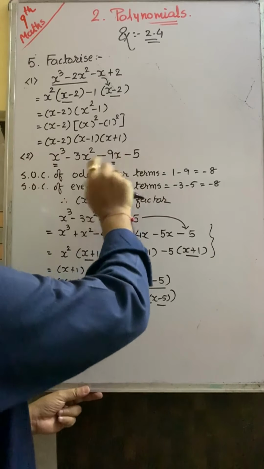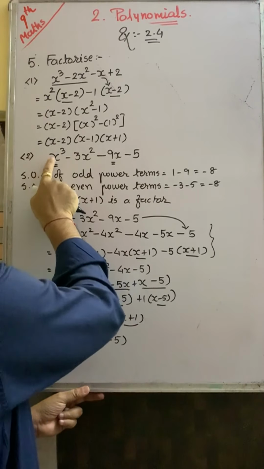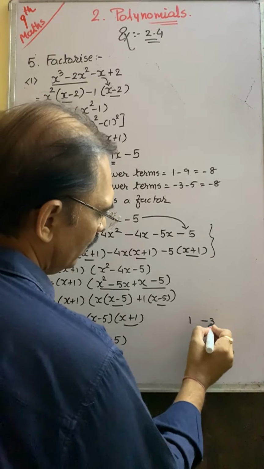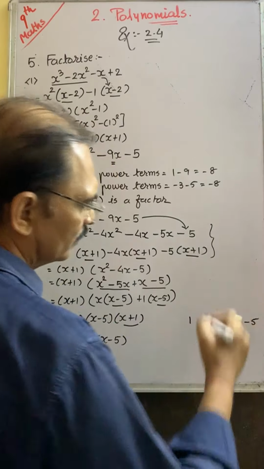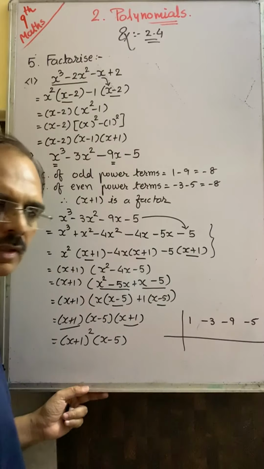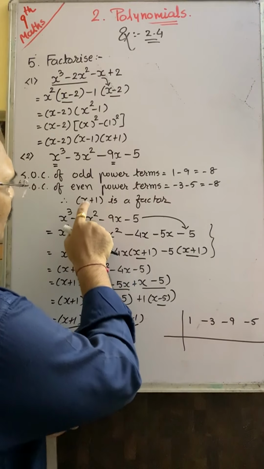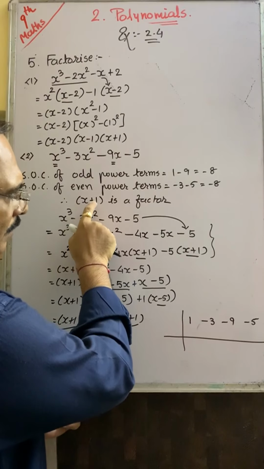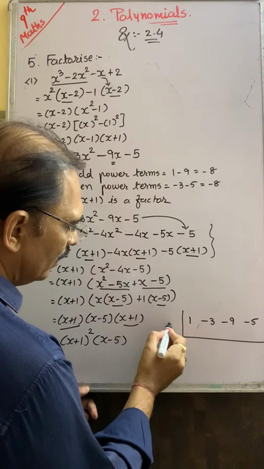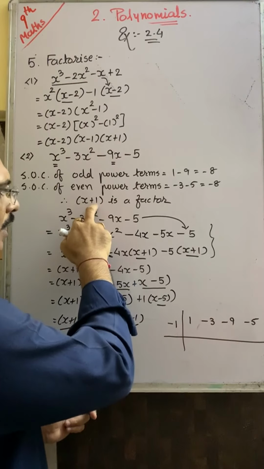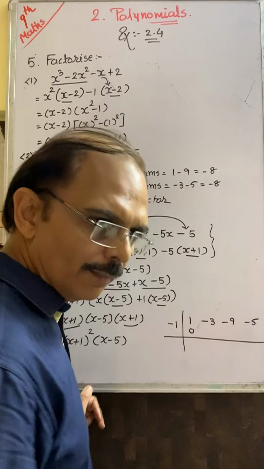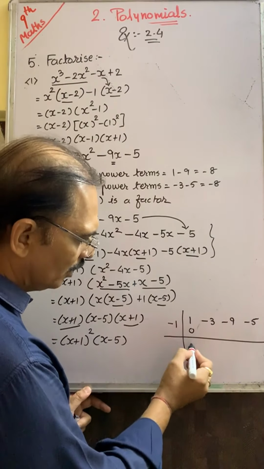Write the coefficients of the question. Our coefficients are 1, minus 3, minus 9, minus 5. Is it okay? And then write this type of box. See, we decide if x plus 1 is a factor. If x plus 1 is a factor, I write here minus 1. If x minus 1 is a factor, I write plus 1. Now compulsorily write here 0. Compulsory. Add this. 1 plus 0 is 1.